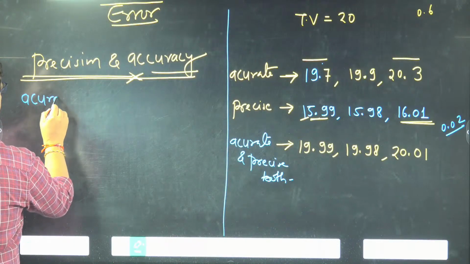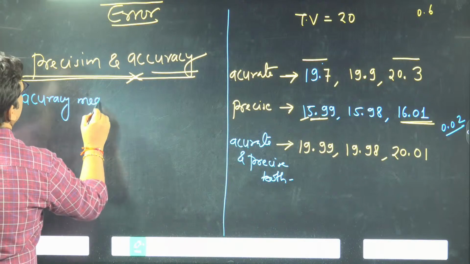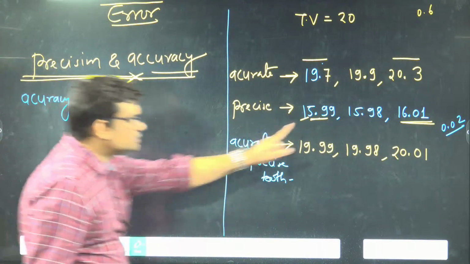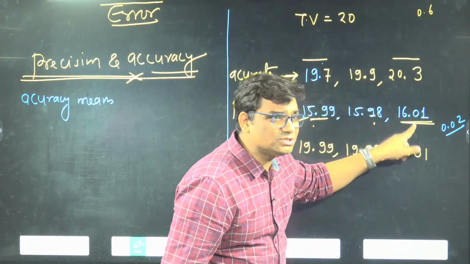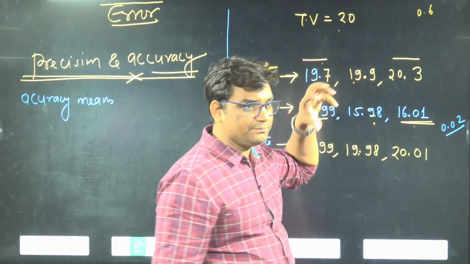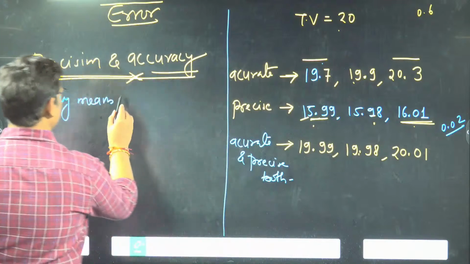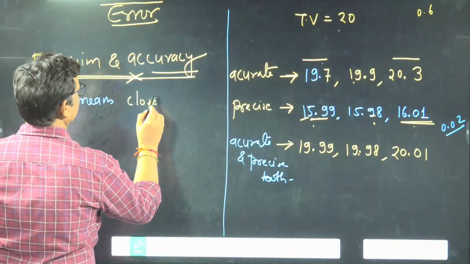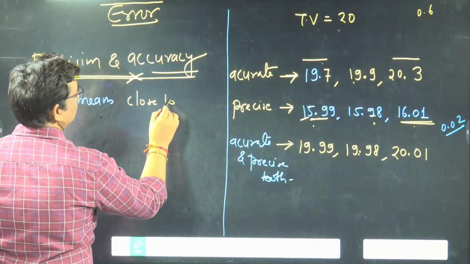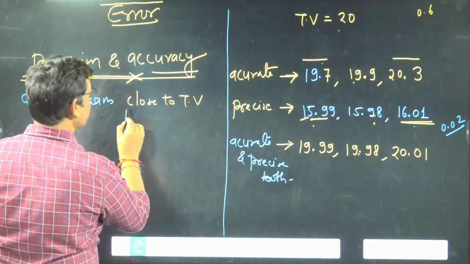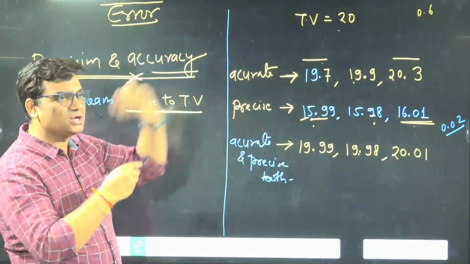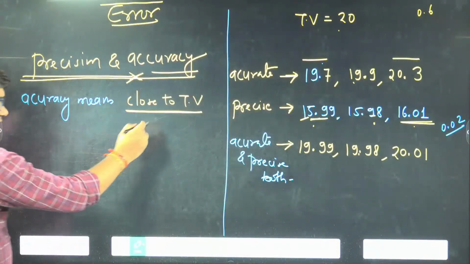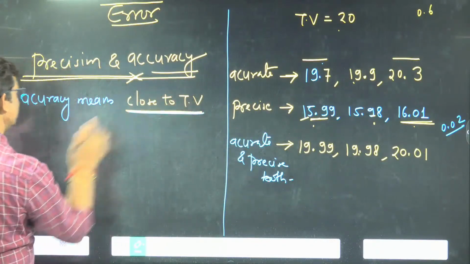Accuracy means closeness between observations, means observations are very close to the true value. Accuracy means close to true value. It is very close to true value, okay. This is the keyword you need to remember.